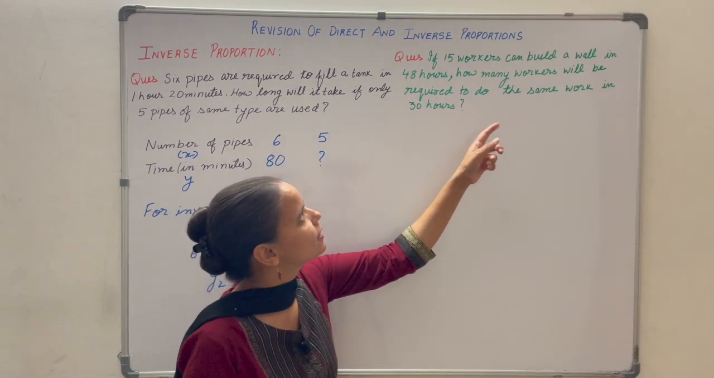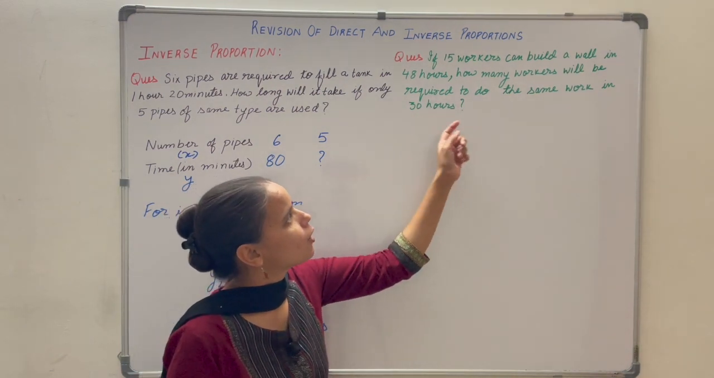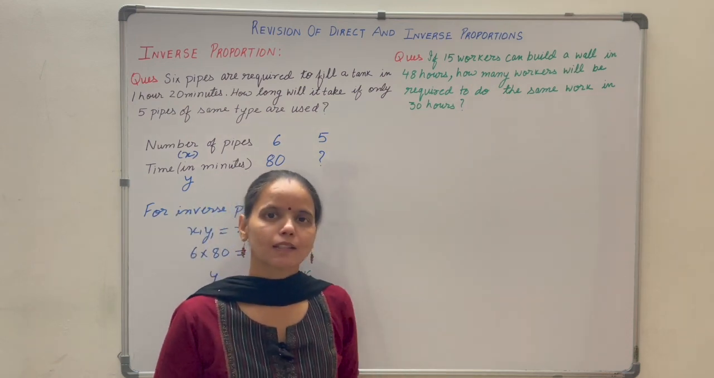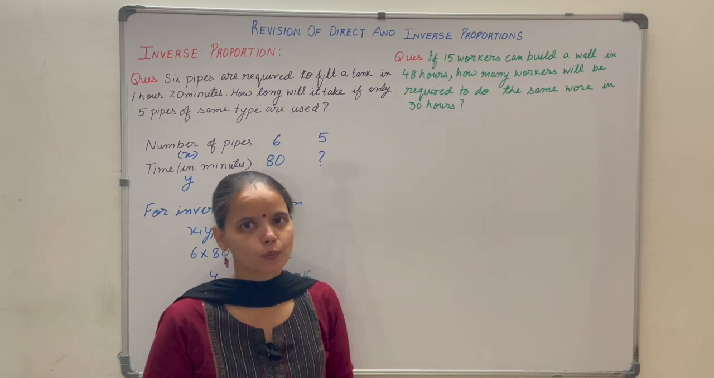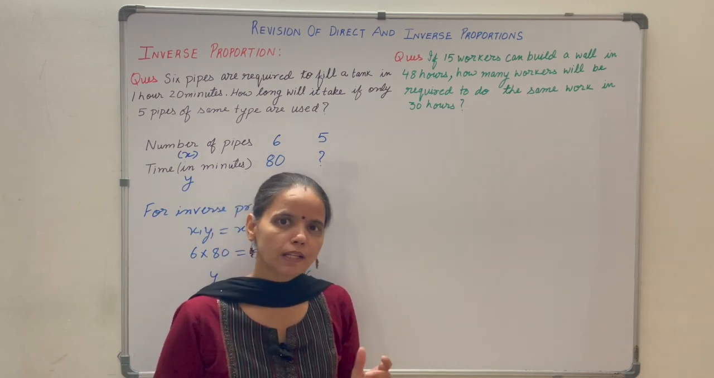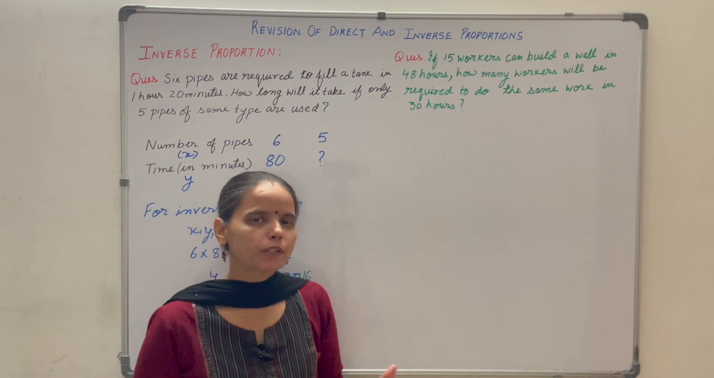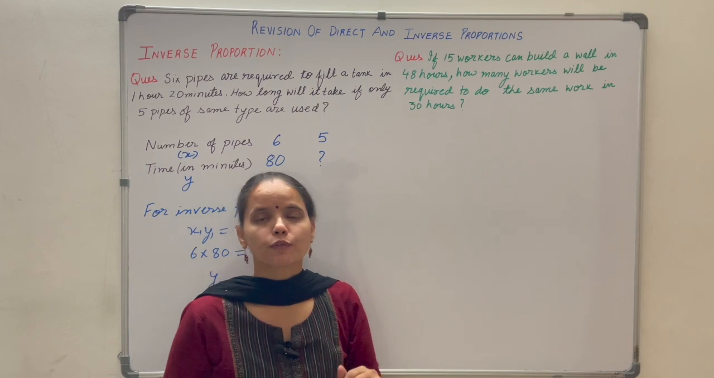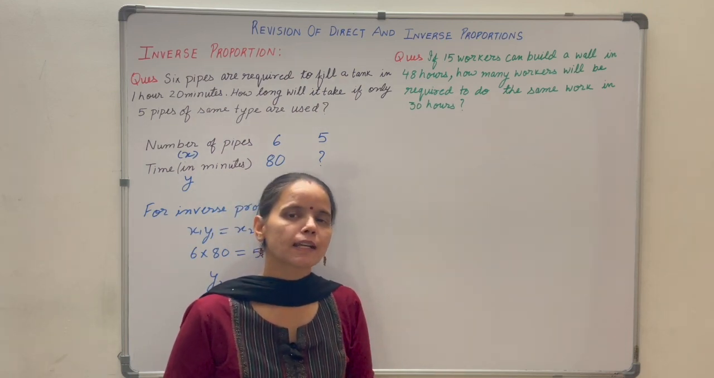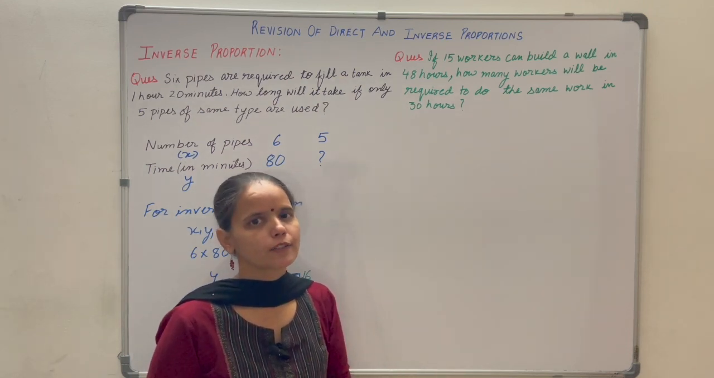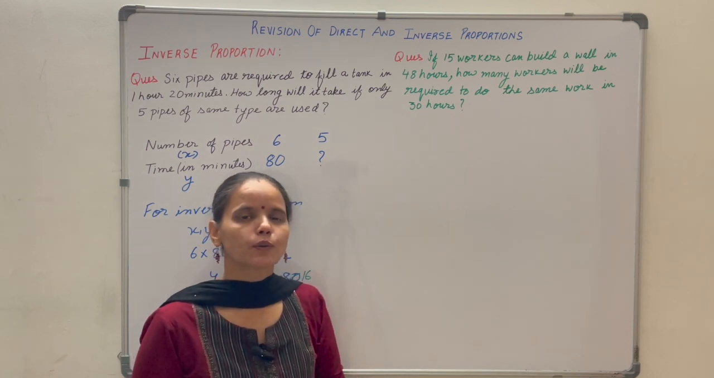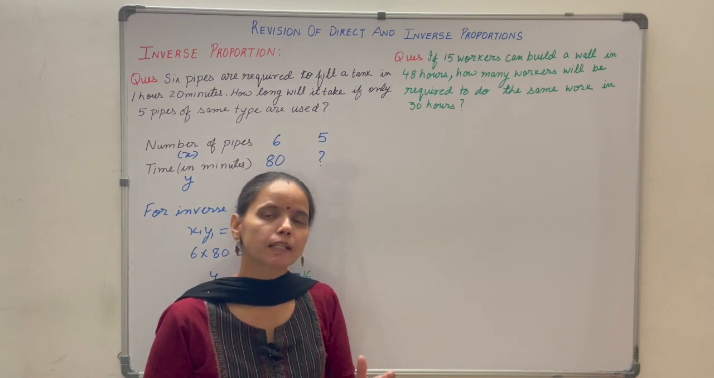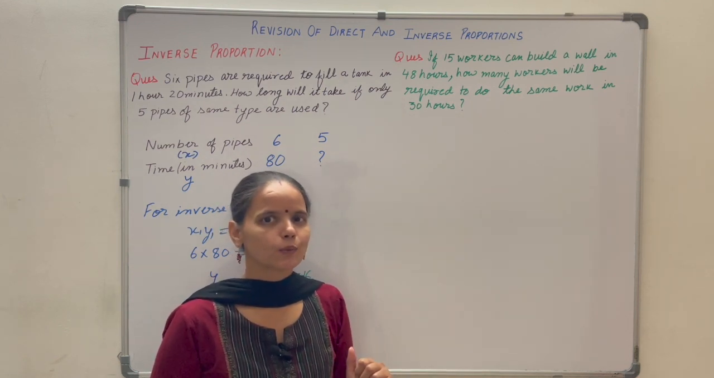15 workers can build a wall in 48 hours. How many workers will be required to do the same work in 30 hours? So in this question, it is saying that there are 15 workers and they are taking 48 hours to build a wall. So how many workers will be required to build the same wall in 30 hours? So if there are more workers, they will take less time to build the wall, and if there are fewer workers, then they are going to take more time to build the wall. So the number of workers and time taken to build the wall are in inverse proportion.